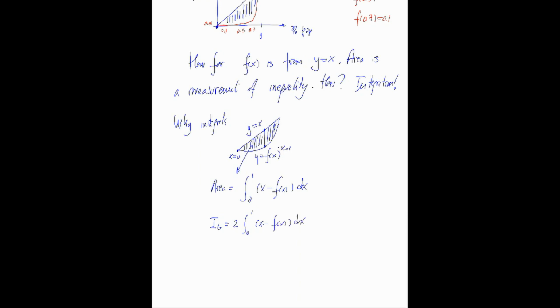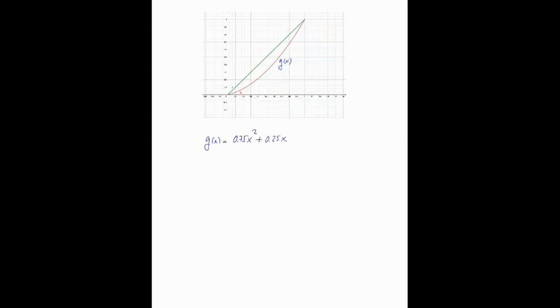Let's look at a couple of examples. The function is the one given here, 0.75x squared plus 0.25x. So we compute the integral between 0 and 1, which is this area here, of x minus this function, 0.75x squared plus 0.25x dx. Remember, it is x minus g of x. So that's the integral from 0 to 1 of x minus this, which is 0.75x minus 0.75x squared dx.